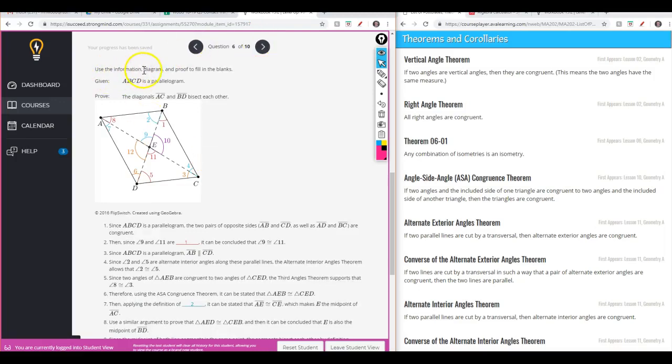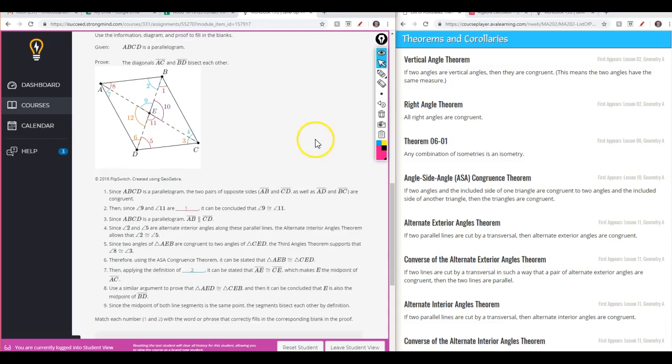Alright, use the information, diagram, and proof to fill in the blanks. Given that ABCD is a parallelogram, prove the diagonals segment AC and segment BD bisect each other. Alright, so there's only 2 blanks in this, so that is kind of a breath of fresh air.